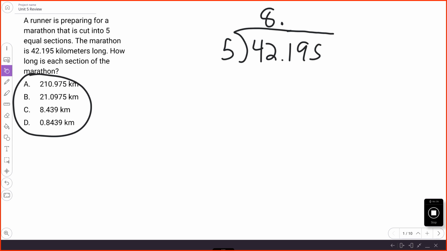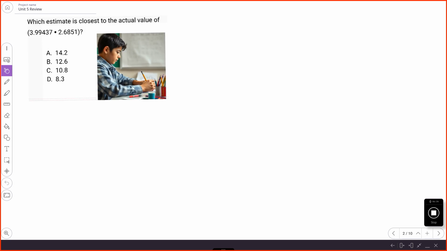Now, look at the options that we have here. Can we eliminate some options already? Yes. These two are gone. Can we eliminate any more options? Oh, yes. Where's the decimal at? Where's the decimal at in D? That's it. We're done. This is how quickly you can answer these questions. Does everybody see that? Okay. Let's move on.